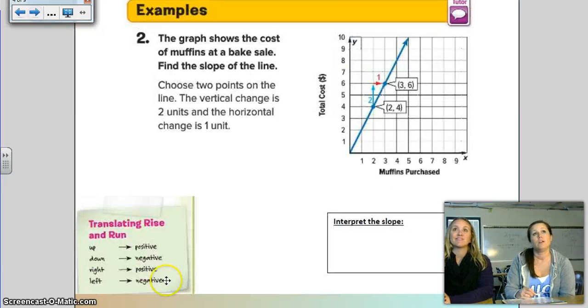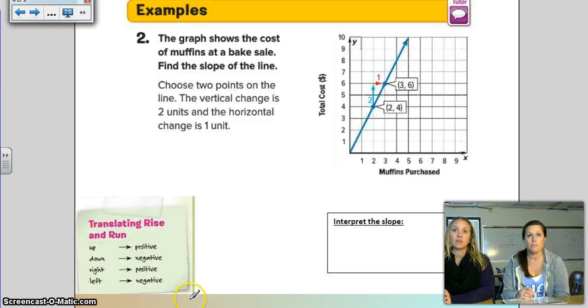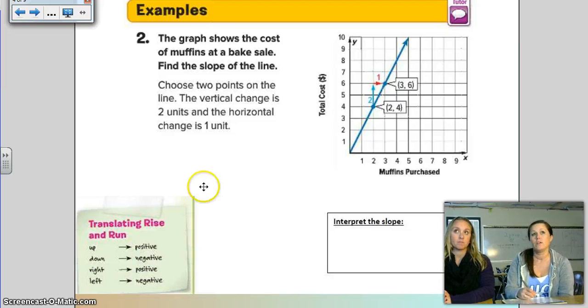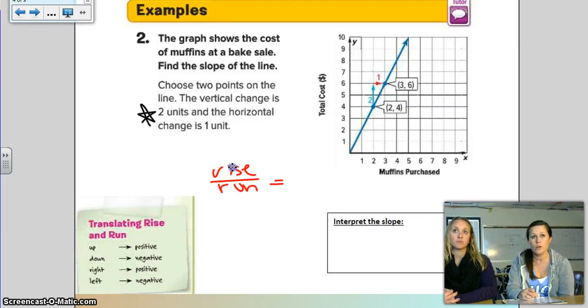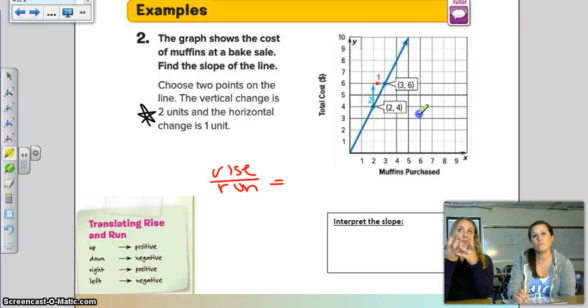Okay. The graph shows the cost of muffins at a bake sale. Find the slope of the line. It tells you what to do right here. This is the fancy words of rise over run. So we should see where you wrote rise over run. How much does this rise? Well, it says to pick any 2 points. It showed us 0, 4. So I go up 2. It goes 1, 2. So it went up 2, so I would write 2.